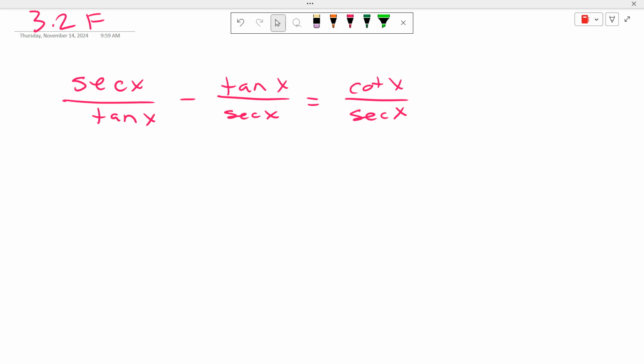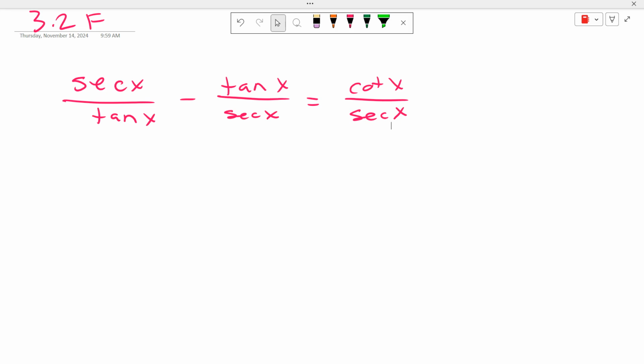We could get a common denominator. So we could multiply the top and bottom of this one by secant and the top and bottom of this one by tangent to get a common denominator. Or we could change everything into sines and cosines here and work till we get over there. I don't know what we want to do. You just got to pick a way and just start going there. So I'm going to say, let's change them into sines and cosines.